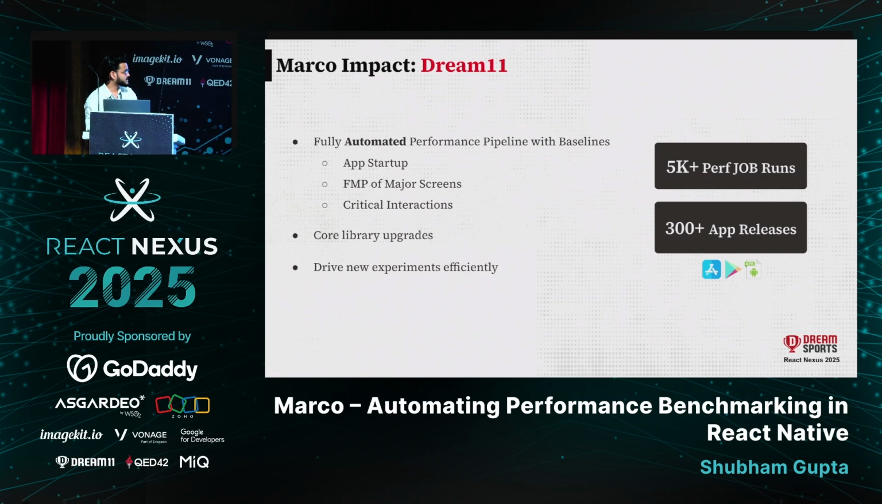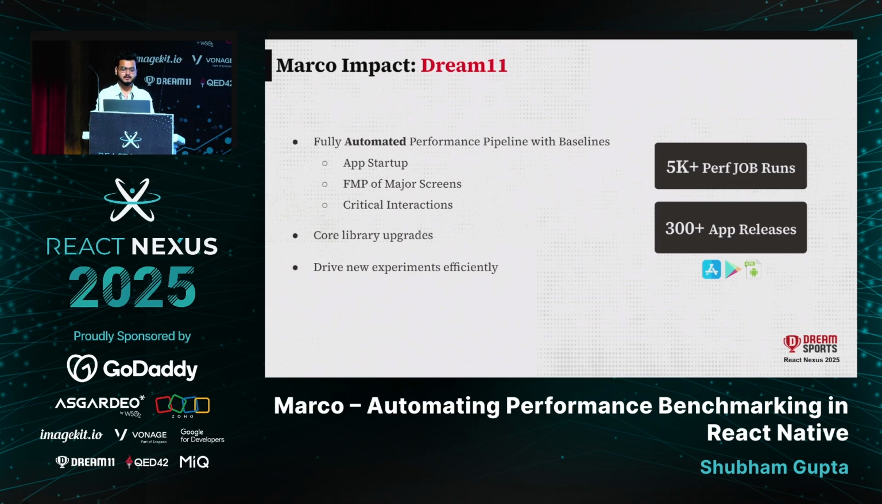And to power all this, we had written around 50 plus performance tests as well. If you see, in the last 2 years we had around 5,000 plus performance job runs, which powers 300 plus app releases across 3 major platforms. So it's the iOS app, the Play Store APK, and the web APK. So this basically helps us make sure that if we have any performance hit, we can take a better decision before shipping the app to the users.